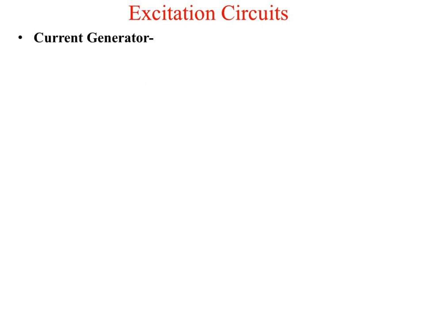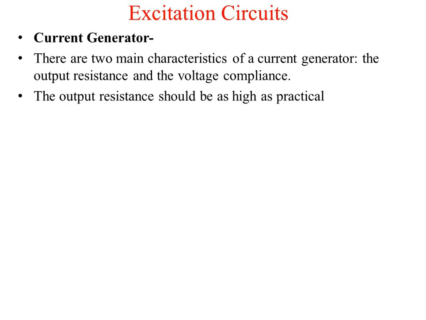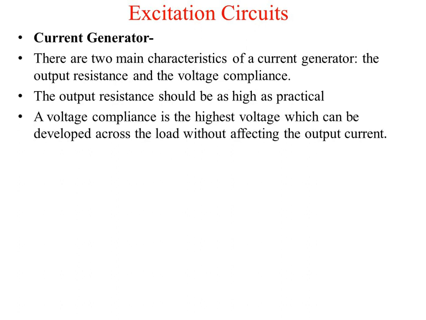Now there are two main characteristics of the current generator. The first one is the output resistance, which we should take into consideration, and the second one is the voltage compliance, that is, the output voltage appearing across the load, which we need to consider. The output resistance should be as high as practical. And the voltage compliance is the highest voltage which can be developed across the load without affecting the output current.